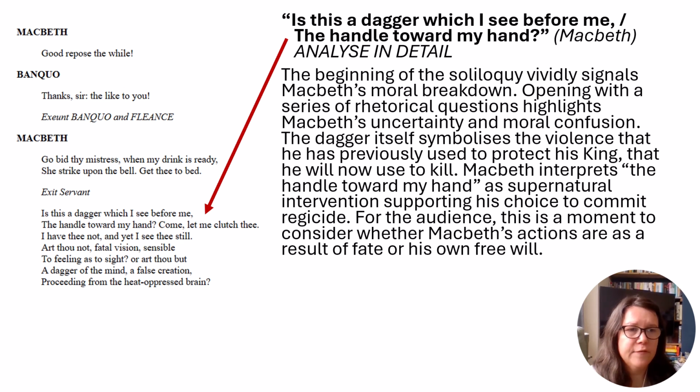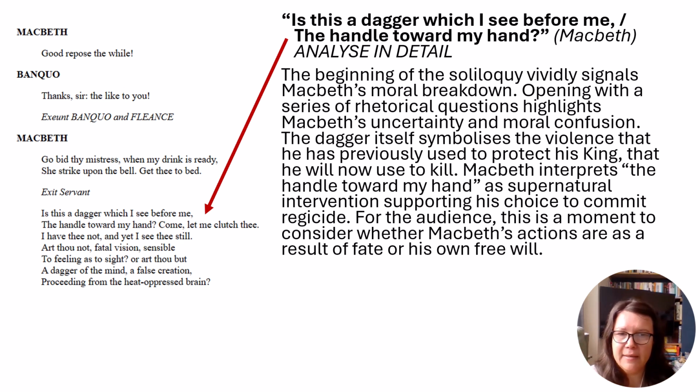And then, of course, we have the exit of Banquo and Fleance, and we have the beginning of the dagger speech. And I would just analyse in detail that first couple of lines. "Is this a dagger which I see before me, the handle towards my hand?" You could talk about this as the beginning of the soliloquy, which signals Macbeth's moral breakdown. It opens with this series of rhetorical questions. It shows his uncertainty, his moral confusion. We know that the dagger symbolises this idea of violence towards a king that he's previously protected.